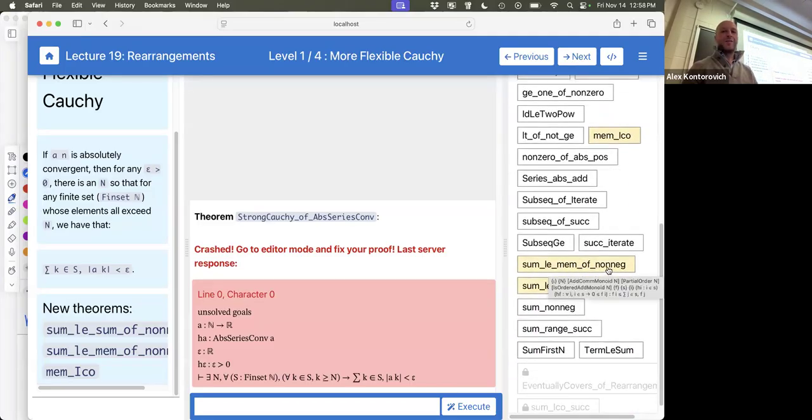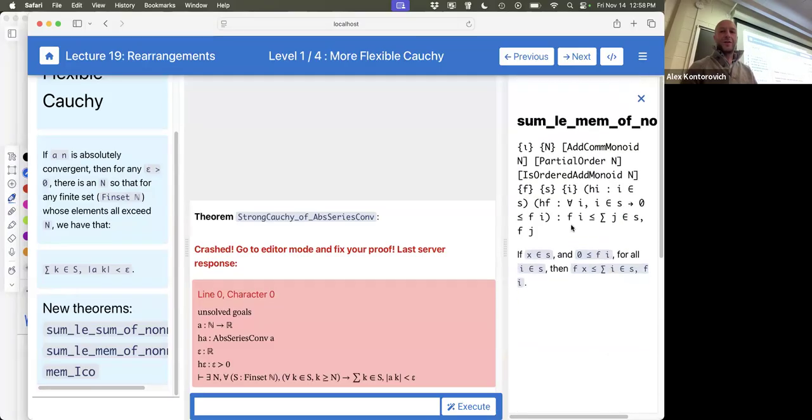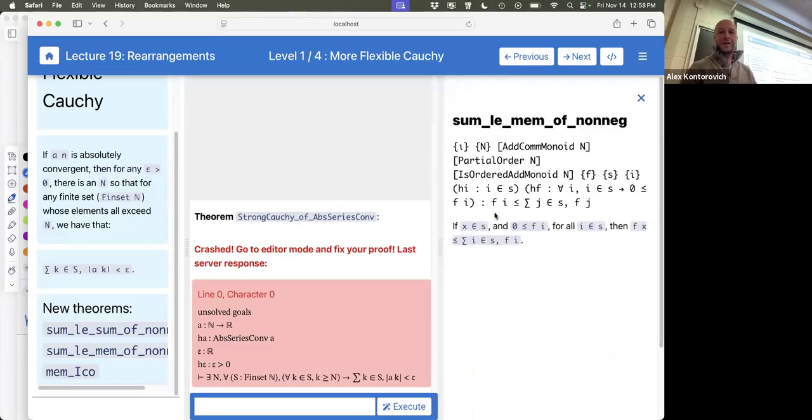Sum less than or equal to mem of non-neg says, if you're summing a bunch of things, if f of i is less than the sum over j in s of f of j, if i is contained in s and all the terms are non-negative. So this is saying you can sum a bunch of things and that'll be an upper bound for an individual term, as long as the individual term is in the set that you're summing and all the function values are non-negative.